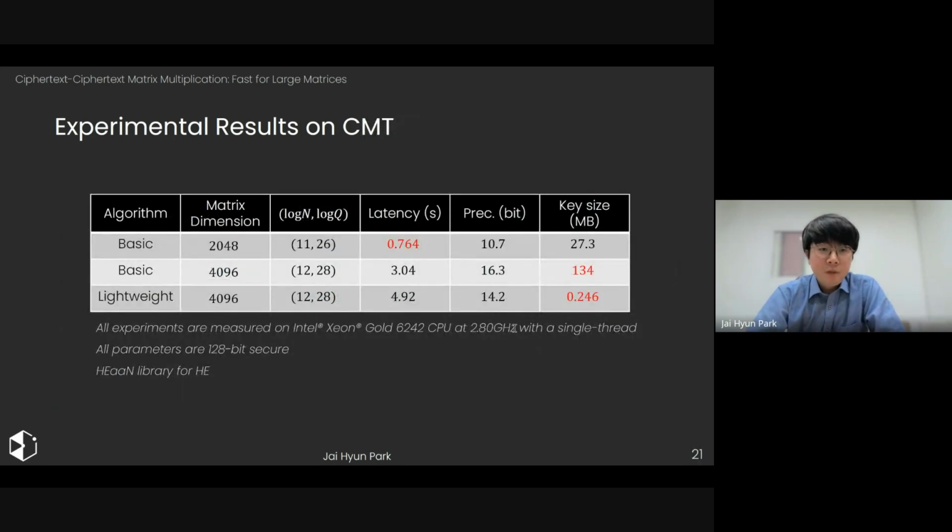For CMT, we also have experimental results by itself. For a matrix of dimension 2,000 by 2,000, it took less than a second. For a matrix of dimension 4,000 by 4,000, it took either 3 seconds or 5 seconds. And by using the lightweight version of our algorithm, the key size could be really small. All the experiments were done on a single-thread CPU.